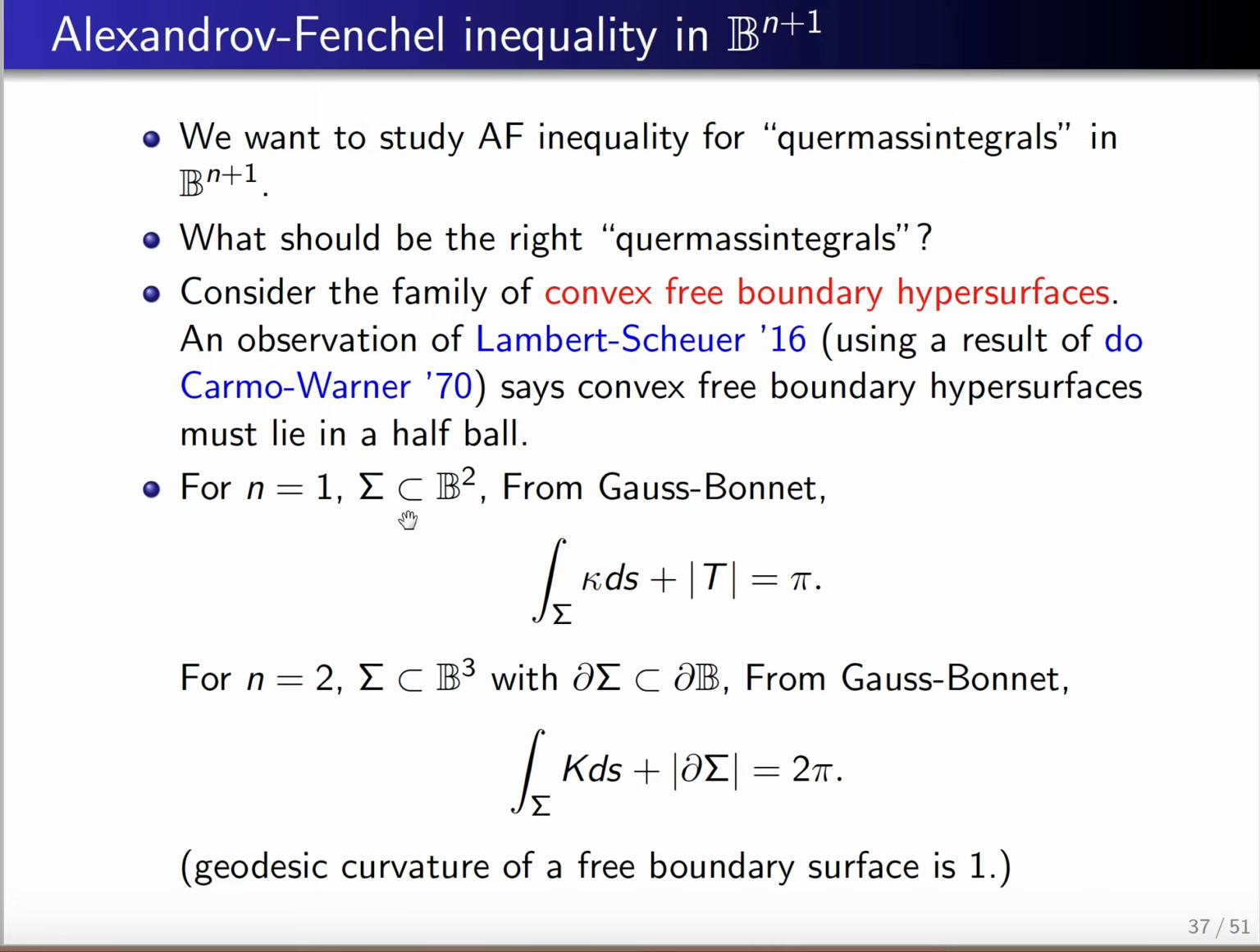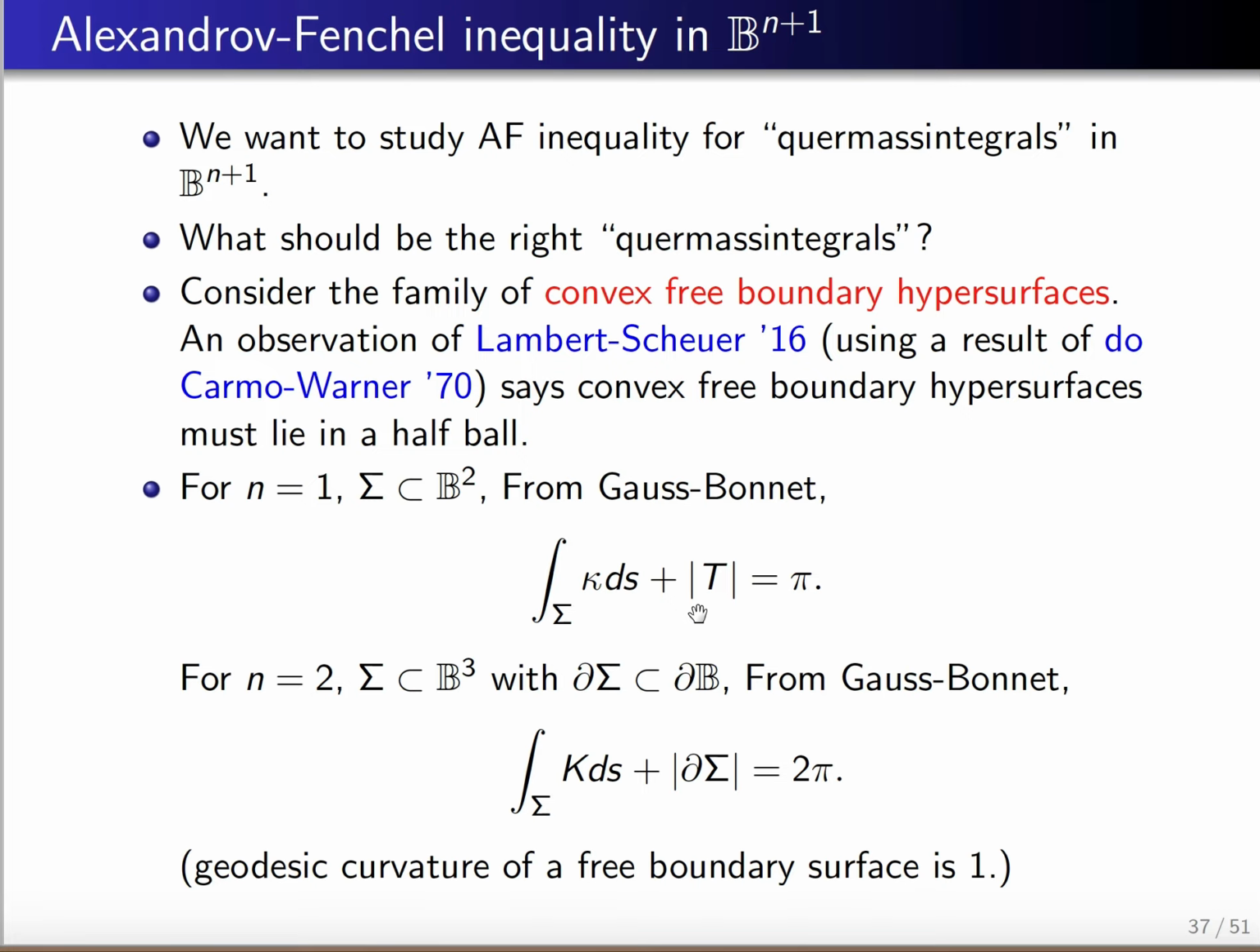So we check the simplest one. For example, if you have a curve sigma lying in a two-dimensional disk, that is the one-dimensional case. Then from the Gauss-Bonnet, you see that the curvature integral on sigma plus the curvature integral of t, because t is a curve on the circle, so the curvature is 1.